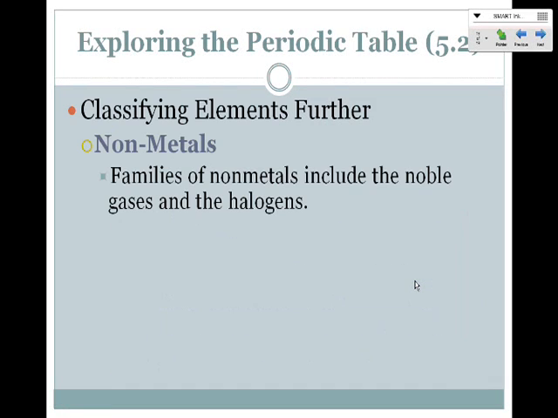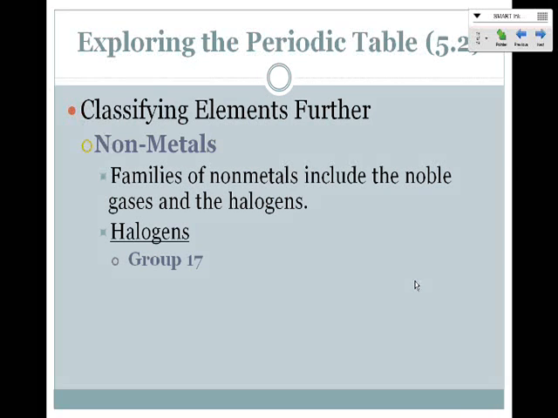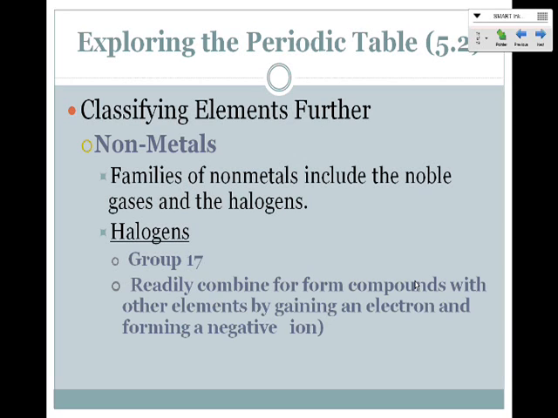Now let's talk about nonmetals. The families of nonmetals include noble gases and halogens. Now, halogens are group 17. That means they have 7 valence electrons. They readily combine to form compounds with other elements by gaining an electron. So they easily form negative ions.